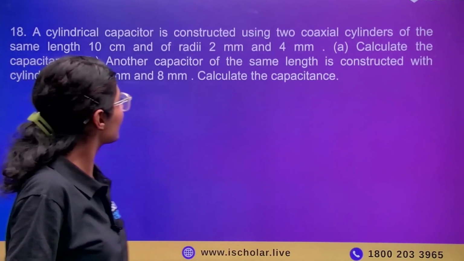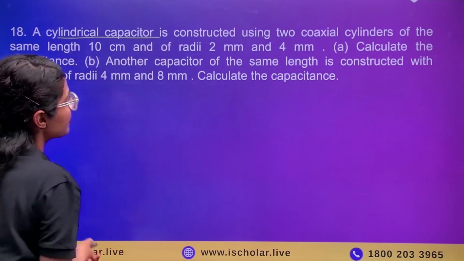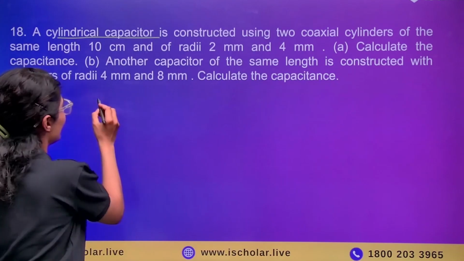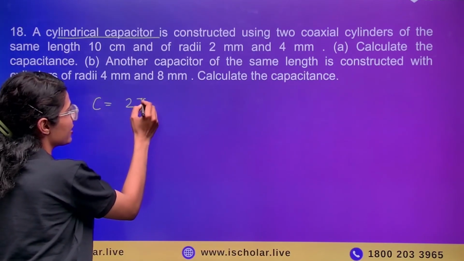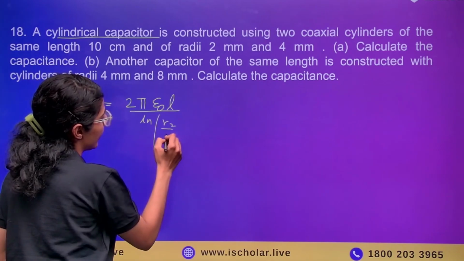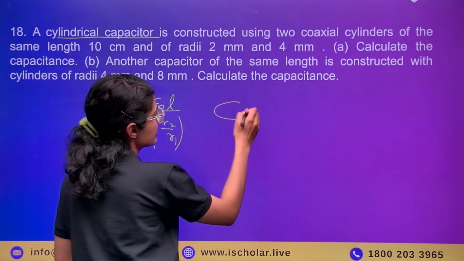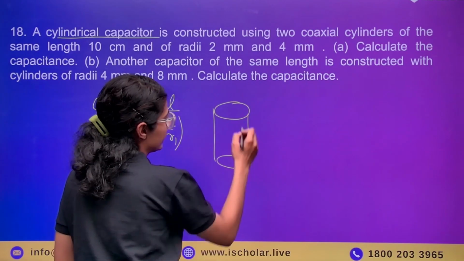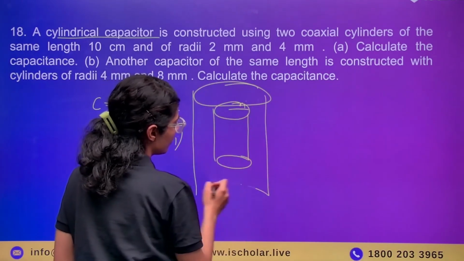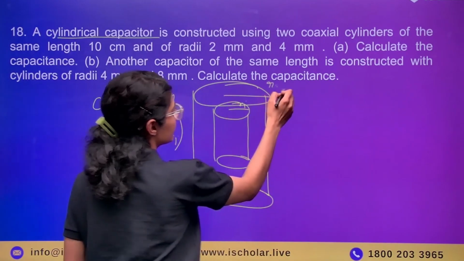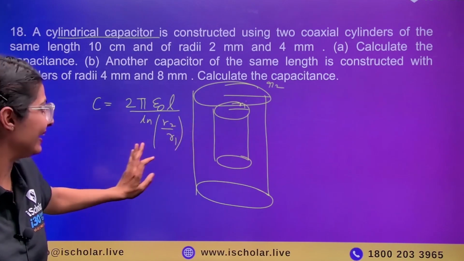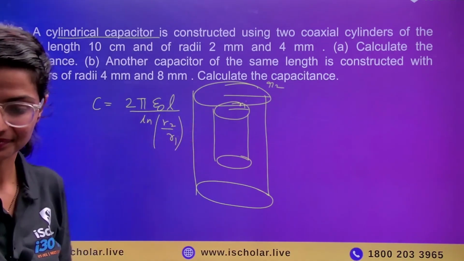Coming to the next, we have a cylindrical capacitor constructed using the same length and radius. We know that the capacitance for a cylindrical capacitor is given by ln R2 by R1. R1 is the inner radius and R2 is the outer radius. So the total capacitance is 2 pi epsilon naught L divided by ln R2 by R1.